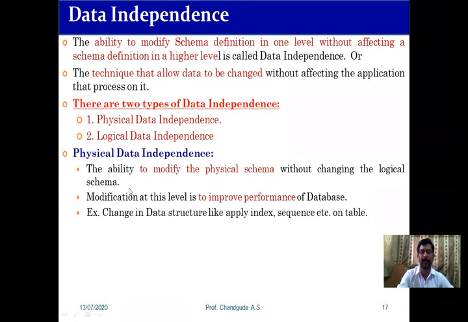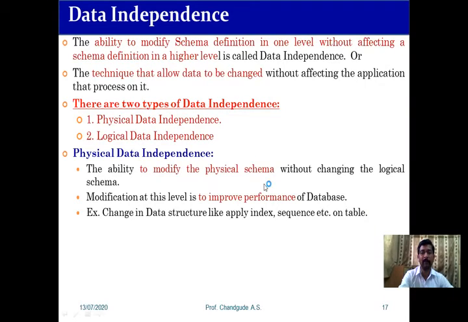As in earlier phases, we have already gone through the levels of abstraction or views of data. There are first two levels, the physical level and the logical level. These are concerned with this: the ability to modify the physical schema of that database without changing the logical schema. And modification at this level is to improve the performance of that particular database. Why is there a necessity to make a change in the physical level of the schema? Because such tasks are carried out to improve the performance of the database.